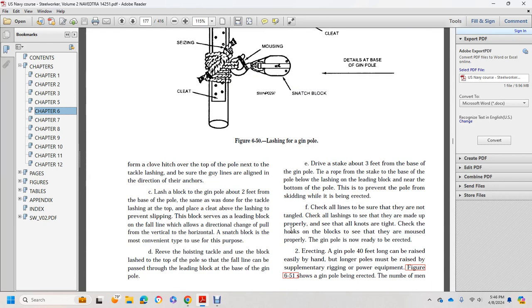Make a clove hitch over the top of the pole with the next turn of the tackle lashing, ensuring the guidelines are aligned with the direction of their anchors. Place the sheave of the lashing block with the gin pole at the base of the pole, the frame of the block done with the tackle lashing at the top.